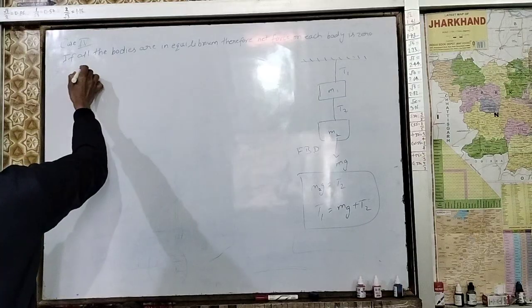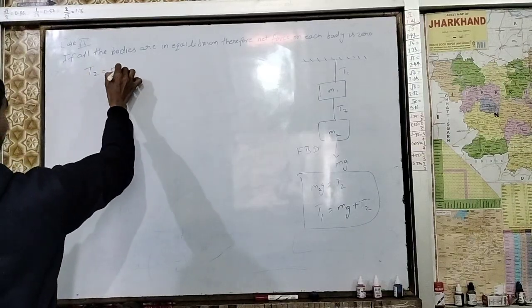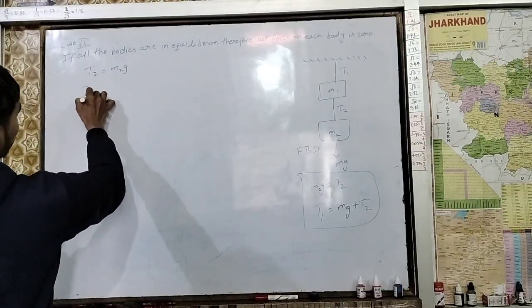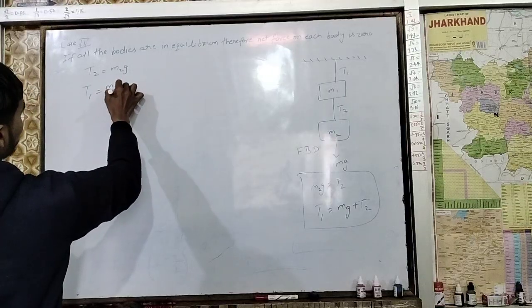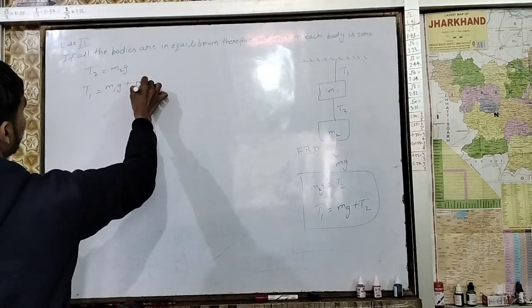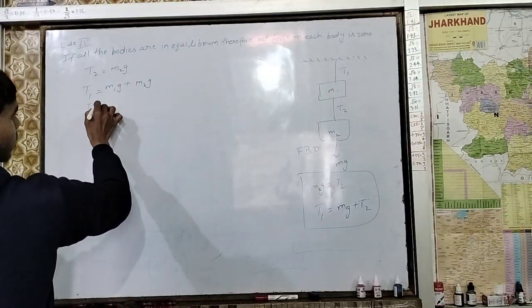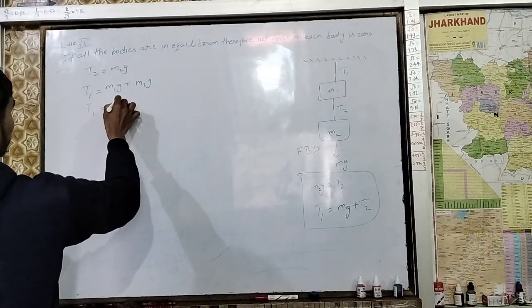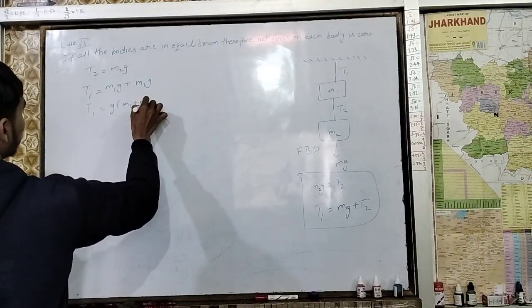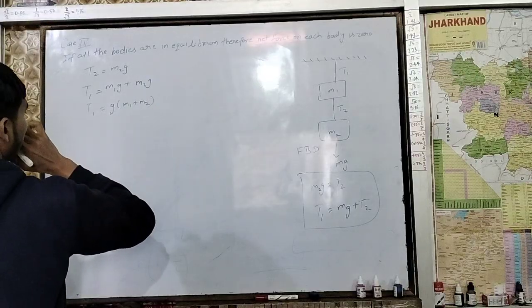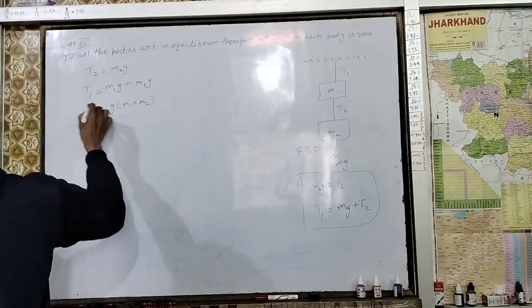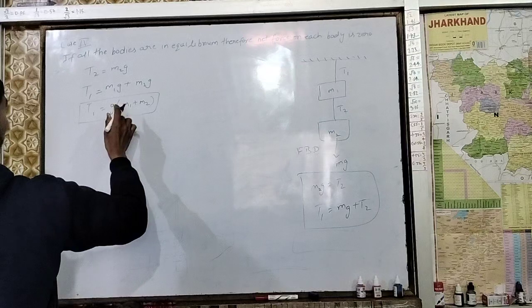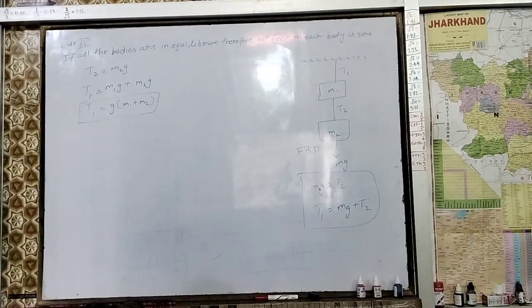So can you say T2 is equal to M2g? So T1 is M1g plus M2g. So T1 is coming out as g common, (M1 plus M2). This will be our T1. Clear?